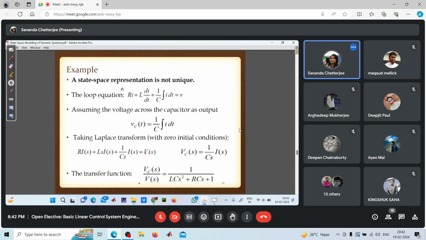In this same example, this RLC series circuit, I have taken another choice of the states so that we can see that this is not unique in nature. The state space representation is not unique in nature.